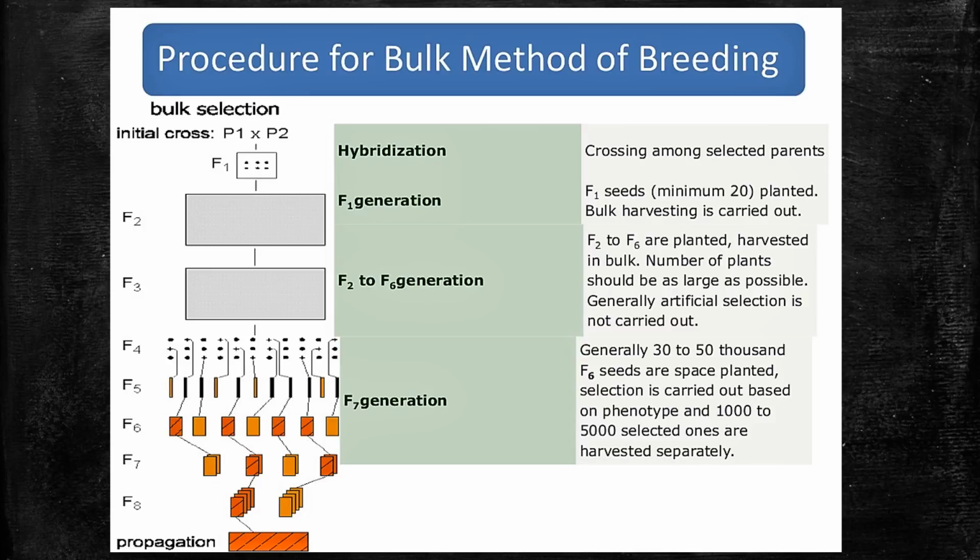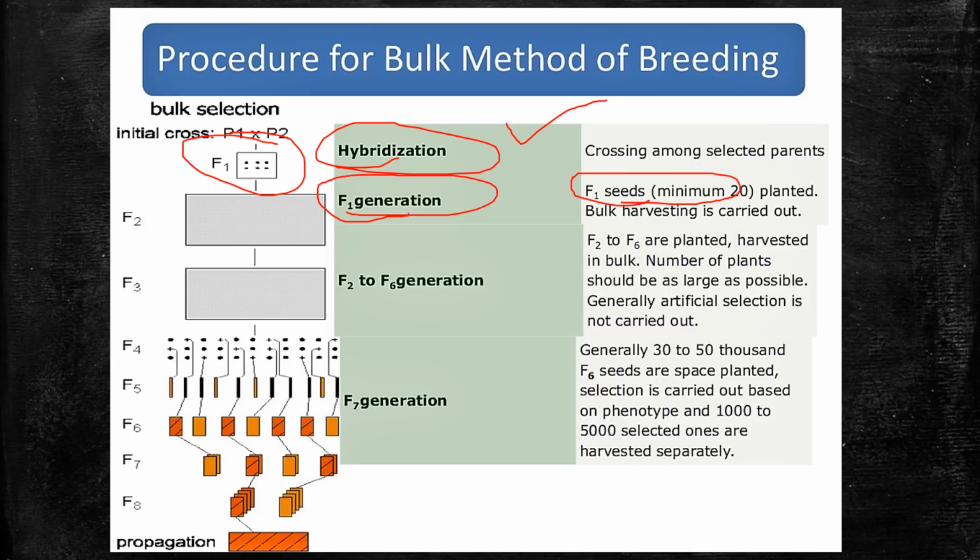You always know that the initial cross is between two parents with the characters you decide. The first step is hybridization, that is, crossing between the selected parent plants. So this forms the first stage. Hybridization has taken place in the first step itself, giving the F1 generation. In the F1 generation, 20 F1 seeds are planted, and their bulk harvesting is carried out. This is the second step actually.